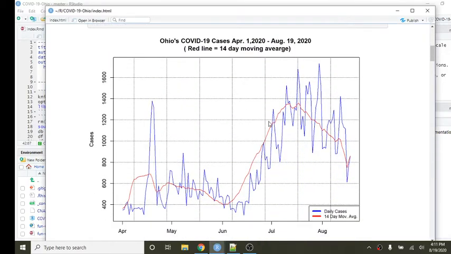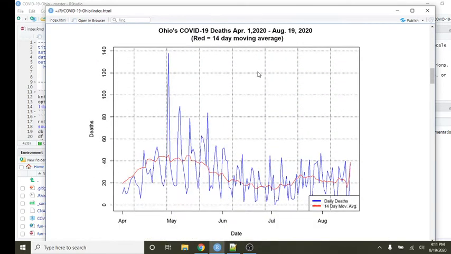Okay, this is encouraging. Cases are declining. As of August 19th, you can see they pretty much decline from mid-July all the way down to 600 cases for one day. Deaths are holding steady. They're still staying below the 14-day moving average line, which is good. There's a spike here. We have to wait till tomorrow to see exactly what happens to this line now.